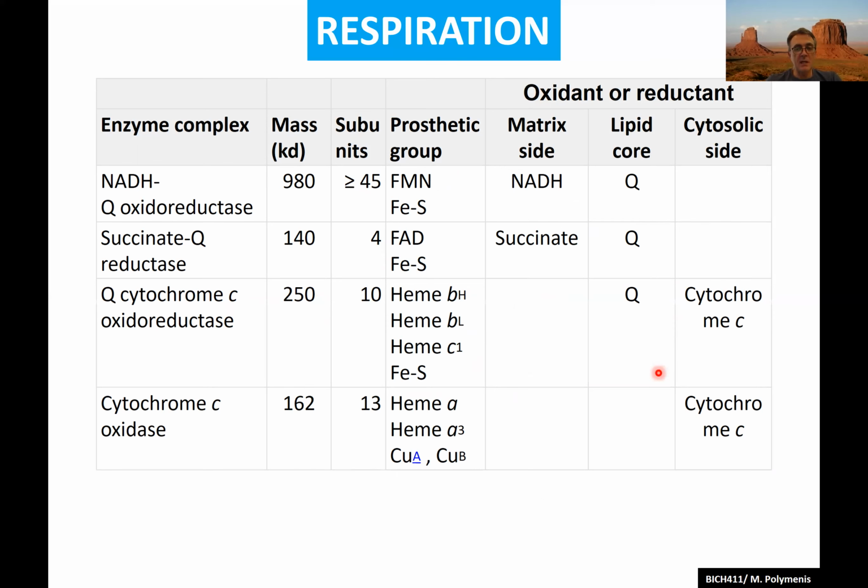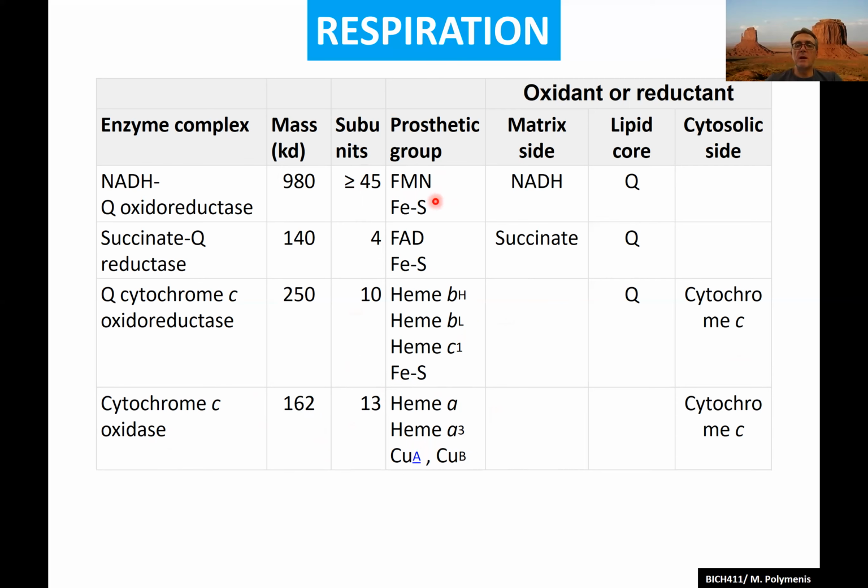And what complex 3 does is to promote the transfer of the electrons from Q to cytochrome C. And then cytochrome C brings the electrons to complex 4. Cytochrome C gets oxidized, and so the whole thing can start again. And complex 4, that's a terminal reaction there. It would pass on the electrons to oxygen. Okay. So this is what they do. This is how many different proteins are in each of these complexes, and these are the various prosthetic groups.